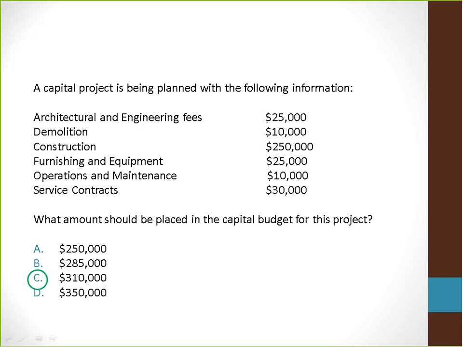Answer C is the best answer here. Architectural and engineering fees, demolition, construction, and furnishings and equipment would all be included in a typical capital project estimate. In this case, the total cost is $310,000, or answer number C.